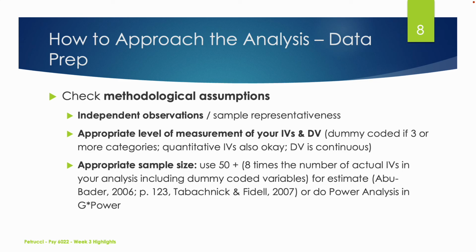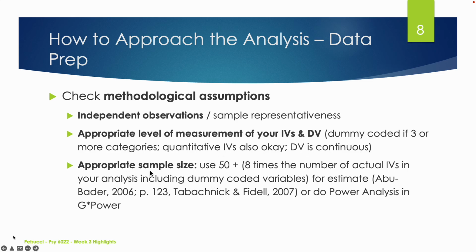So with multiple regression, we don't want nested data. We want the data so that each case is not more or less associated with other cases. And so we want the data to be independent and the sample to be representative as much as possible. We also want to consider the appropriate level of measurement of our IVs and our DV. Our DV must be continuous, and there's only one for multiple regression. For our IVs, they can be either categorical or continuous, so quantitative is continuous. If they're categorical and they have 3 or more categories, then we have to dummy code them, and we'll talk about that in week 4.